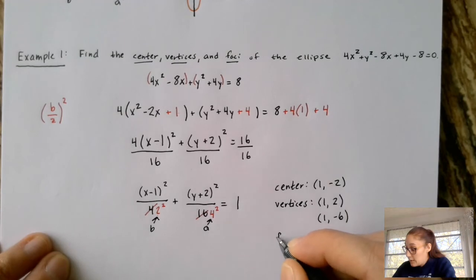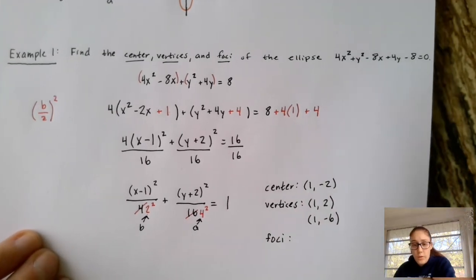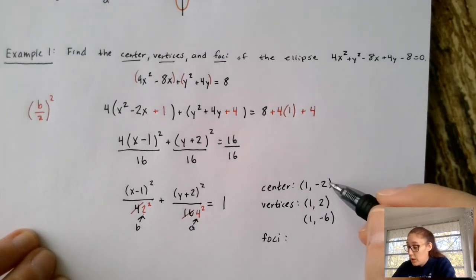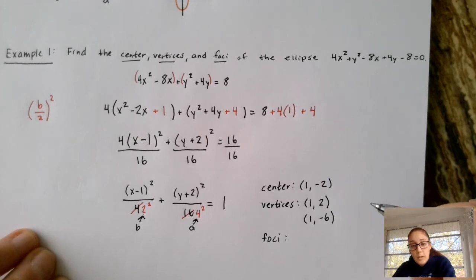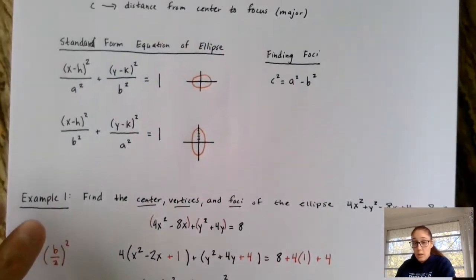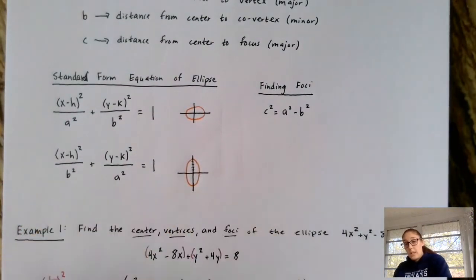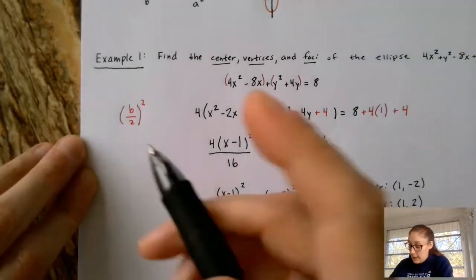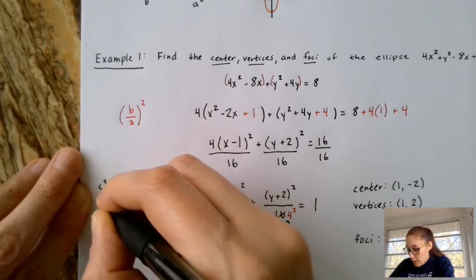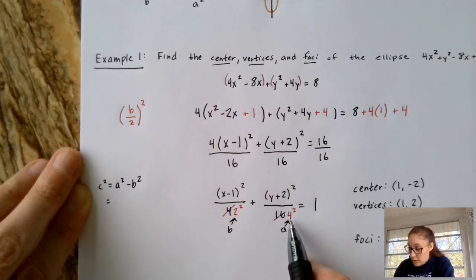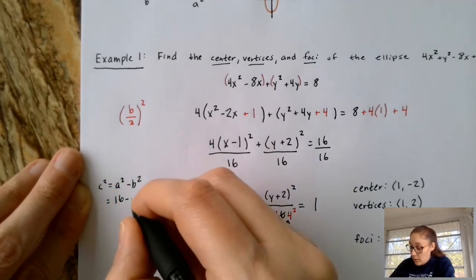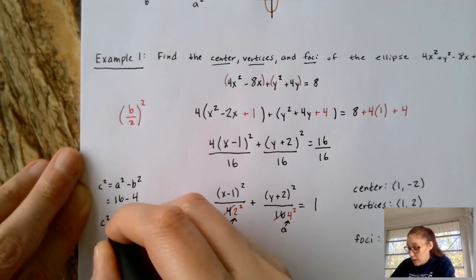And then I need to find the foci. Now, for the foci, I basically would do the same thing, I would just add the c value to the y coordinate from my center. But I don't know what c is. So I need to use the equation c squared equals a squared minus b squared. So I'm going to do that off to the side here. Alright, so a squared, A is 4, so 4 squared is 16. B squared, which is 2 squared, is 4. So c squared equals 12.